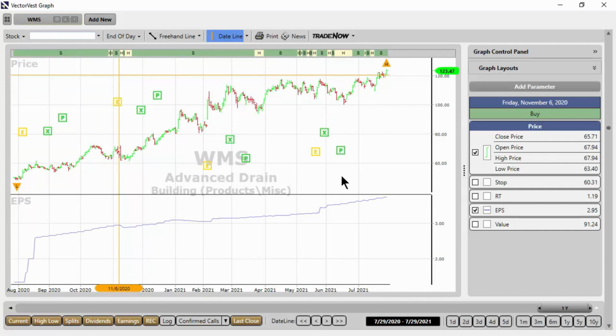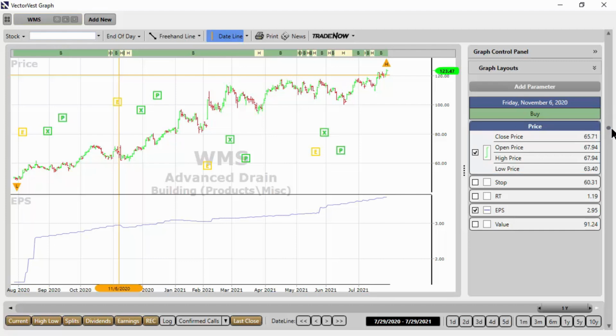WMS, Advanced Drain. This is another stock that I could probably get behind. Take a look. It's got a nice stair-step earnings approach. It's been very steadily moving over the course of the last year, the last 3 months. It's a pretty good looking trend. But that's the kind of stock that I'm looking for versus the stocks that I'm not looking for. So not everything that comes up in the scan is going to be the perfect opportunity. You do have to weed through those and cherry pick, if you will.